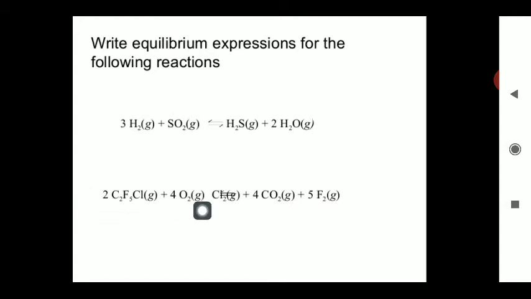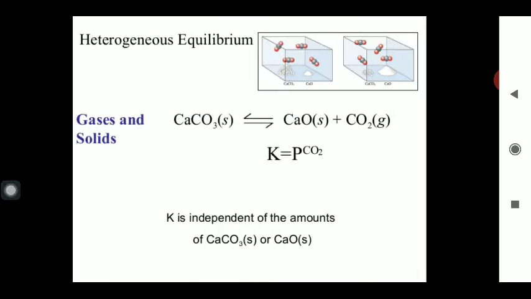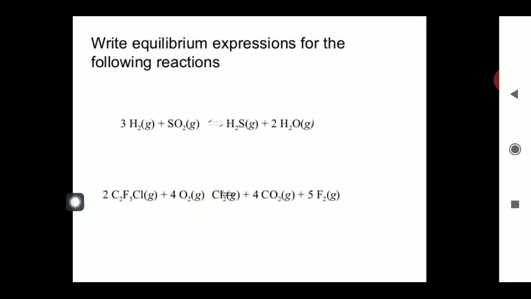The second example is 2C2F5Cl plus 4O2 plus Cl2, reversible, to give 4CO plus 5F2. This Cl2 is not considered. So in this way, in this expression, if these two reactions are given there, how can you write the equilibrium constant for this reaction? So first of all, we have to find out the value of K for this reaction, and this K is equal to what?